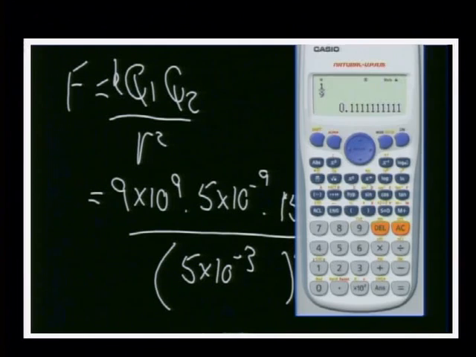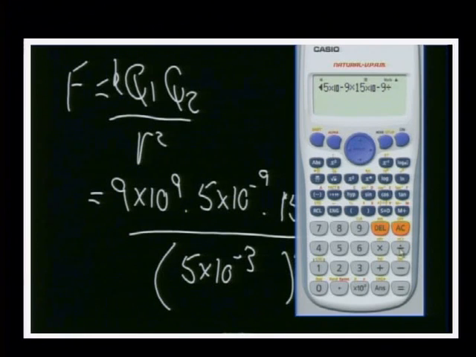So let's make sure that we follow that through, and we're going to say 9 exponent 9 times 5 exponent negative 9 times 15 times 10 to the negative 9. Okay, I like to say that's the numerator. You can even push equals at that point.